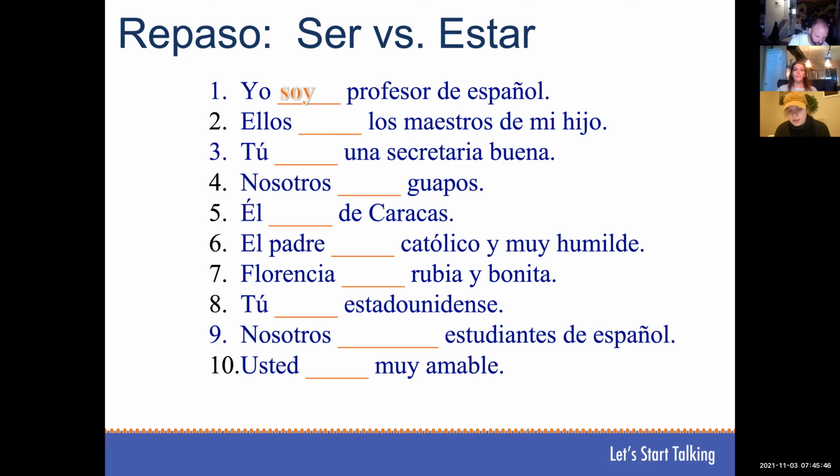Go ahead, Carly. Ellos son los maestros de mis hijos. Muy bien. Tú es una secretaria buena. So you've got the right verb. What goes with tú? Tú eres. There you go. You had the right verb first, just the wrong conjugation. Tú eres una secretaria buena.